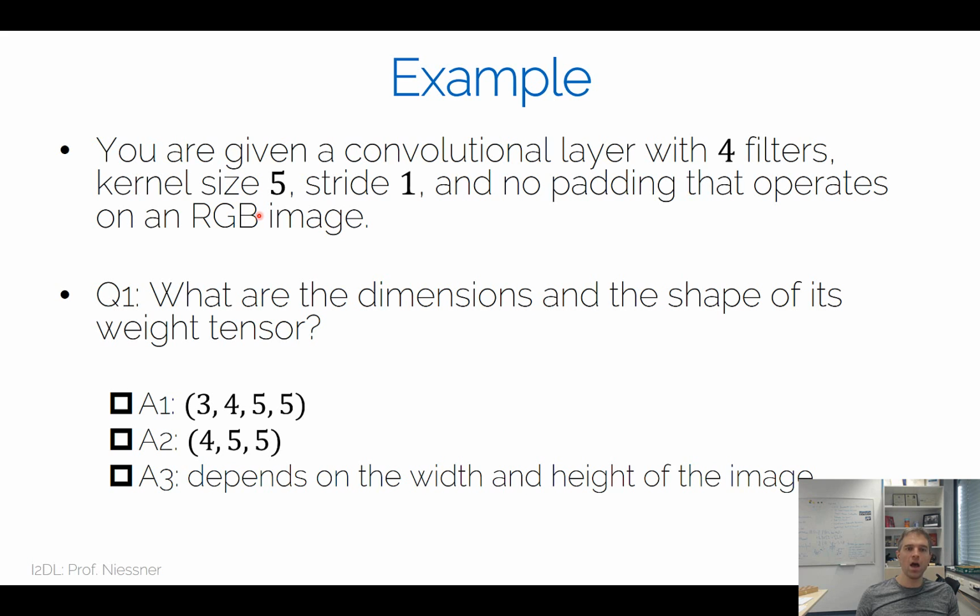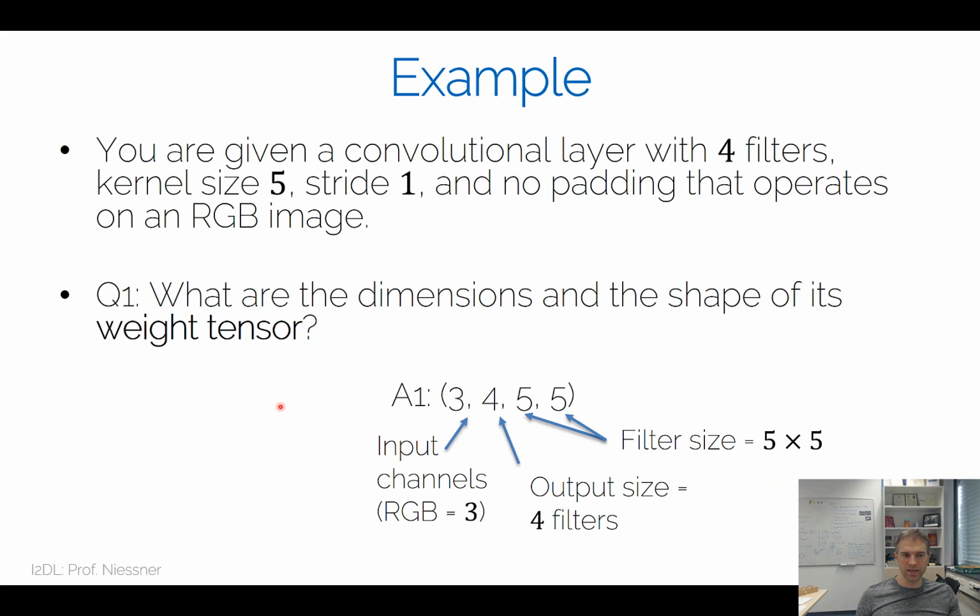So 75 plus 1 for the bias, times 4 because I have 4 of the filters, right? So if I'm looking here, I have 3 input channels, I have 4 filters, and I have a 5x5 filter kernel. So this is what my tensor is going to look like. What's not in this answer here is obviously the bias, but you get the idea behind it, right? So my tensor of weights is going to be 3 times 4 times 5 times 5.